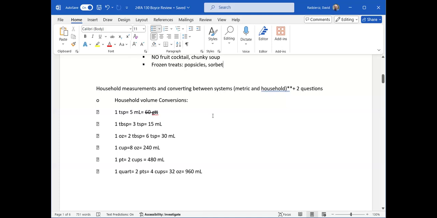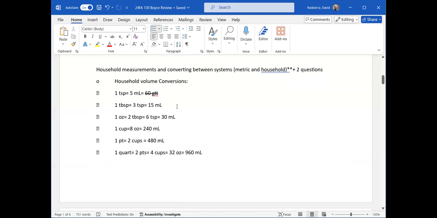Couple conversions that you need to recall. Remember that 1 teaspoon is the same thing as 5 milliliters. The person who originally put this together had added 60 drops, but I don't know that that's completely accurate. Drops really is dependent on the tubing that you're using. So we don't want to make that equivalent, that 1 teaspoon is 60 drops. That's not a fair equivalent. A tablespoon is the equivalent of 3 teaspoons and 15 milliliters. An ounce is 2 tablespoons, which is 6 teaspoons, which is 30 milliliters.